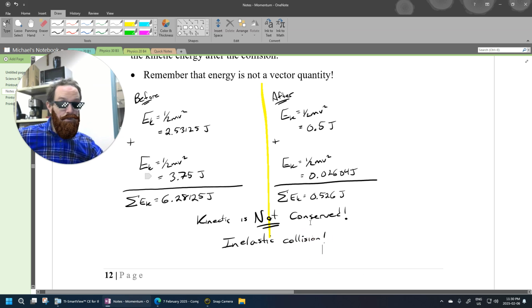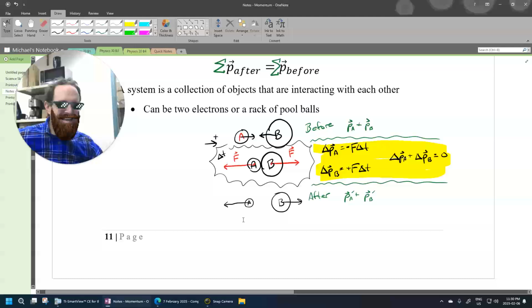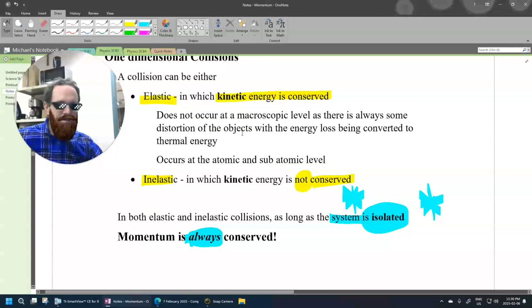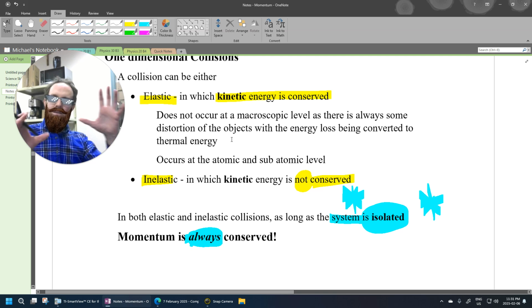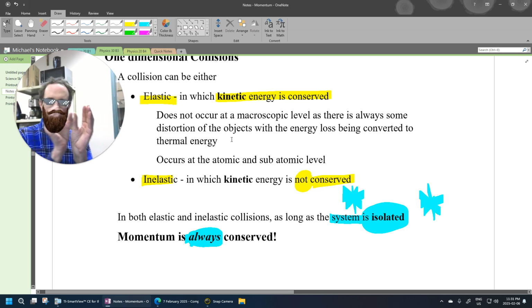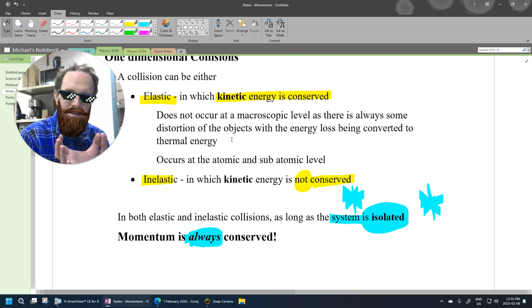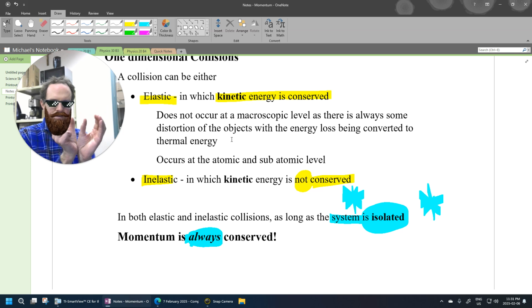Okay, now I mentioned this before, like if I scroll up here, 90% of the time you're going to get an inelastic collision. Elastic collisions do not occur at macroscopic levels. There's always some distortion of objects. They'll squish in and then maybe they don't bounce back completely, right? They kind of deform a bit.